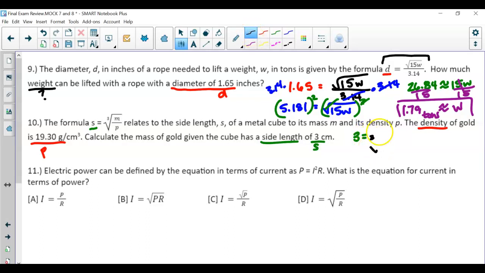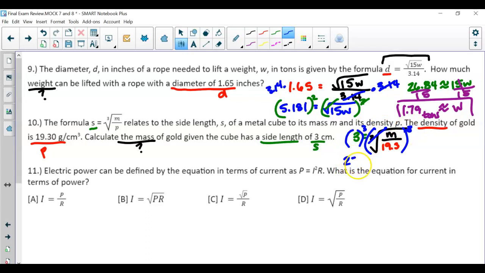I've got my cubed root of, do we know what M is? No, we are calculating the mass. That's what we're looking for. So M divided by, do we know what P is? Yes, P was our density, which is 19.3. Now we can go through and solve. Well, do we multiply both sides by 19.3? No, because everything's inside of this cubed root, and it's by itself. So we have to first get rid of that cubed root, which the inverse of is not squaring it, but cubing it. So we're going to cube both sides.